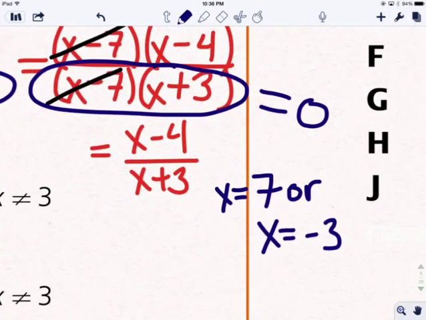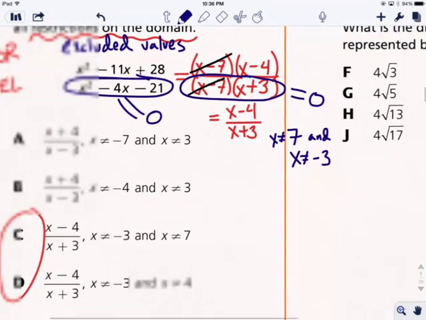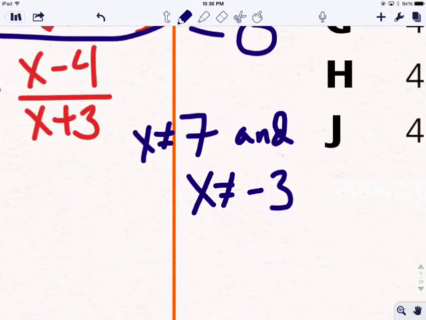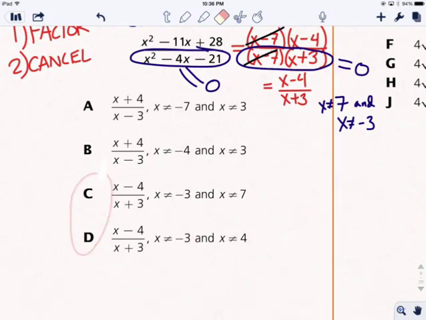that means that we're going to write it like this. X cannot be equal to 7, and x cannot be equal to negative 3. Actually, that should be an and. Okay? So those are our two excluded values. Those are the two restrictions on the domain of this rational expression. So now we can narrow it down even further. The answer choice is C. I hope that's the answer choice you picked.